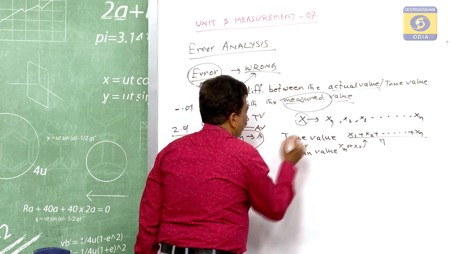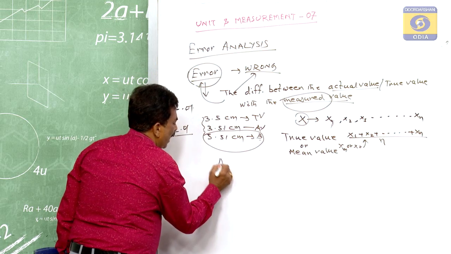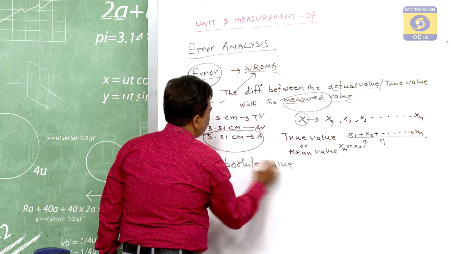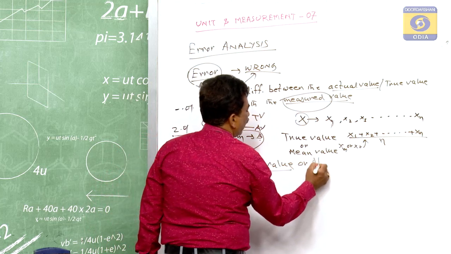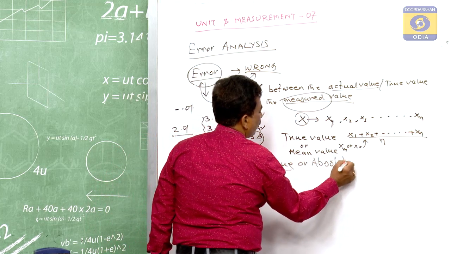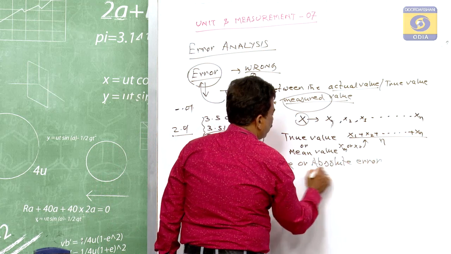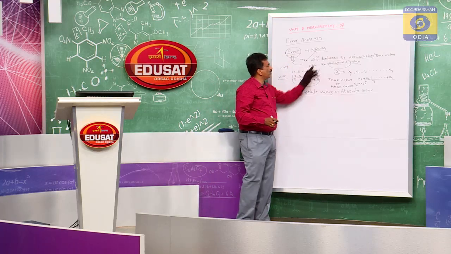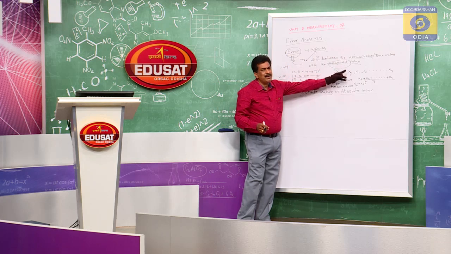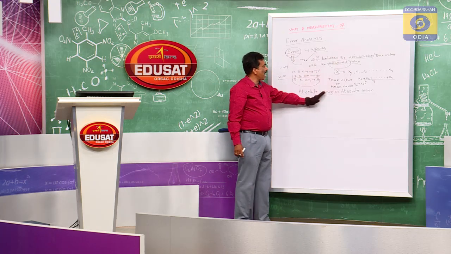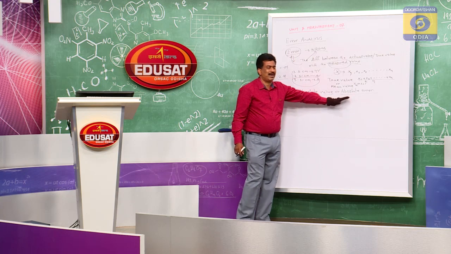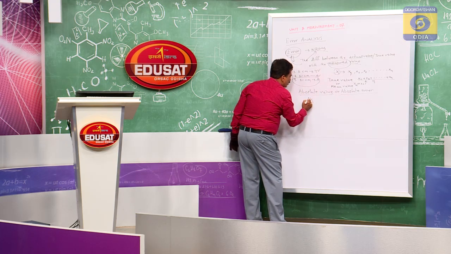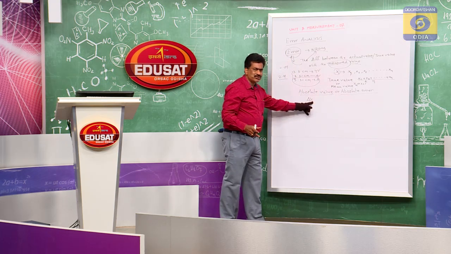So then you have to calculate the absolute error. Absolute error is the difference between the actual value and the measured values. That is the absolute error you will have. Means if you have the true value x, then the absolute error is the difference, that is delta x.